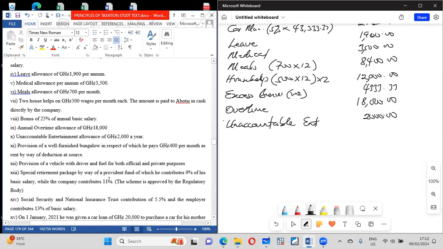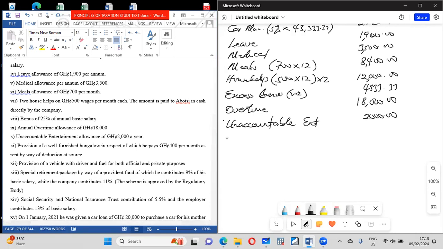What does the company do? 11%. Interestingly, that is limited to 16.5%. But in this question, he's enjoying 9% plus 11%, which, if we add the two, is like 20%. He said that the scheme is approved by the regulatory authority. Okay, if they have approved it, then fine.